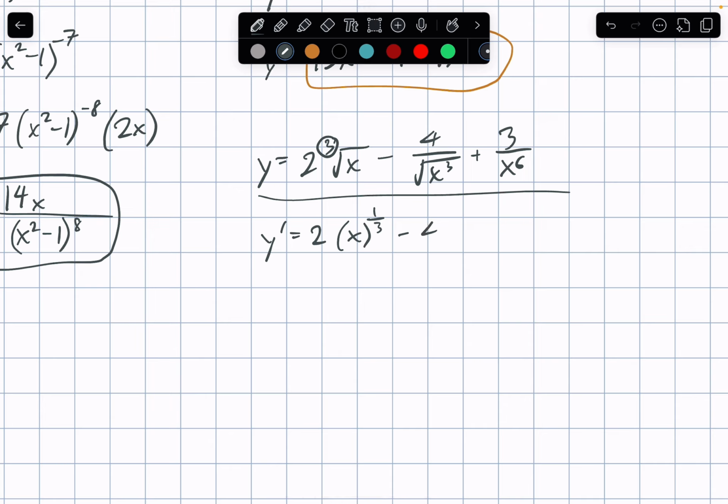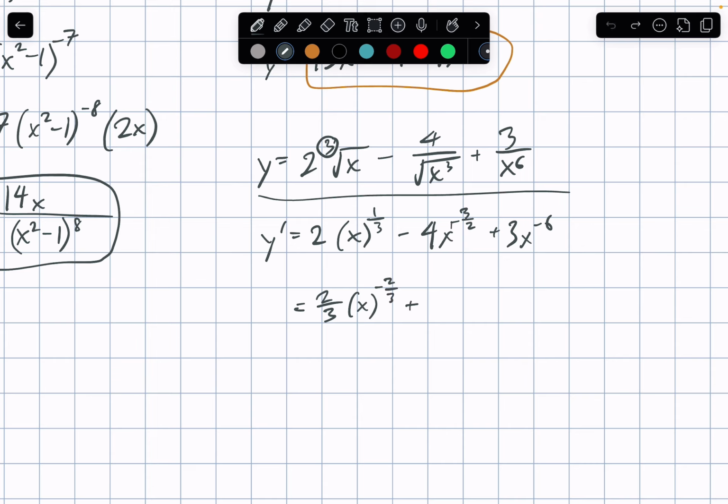Okay, 4x raised to -3/2, because here it's just a 2. If it's invisible, then that's automatically 2. It's an implication. Okay, and then let's start applying power rule. 2 times 1/3, that's 2/3. 1/3 minus 1, or in other words, 1/3 minus 3/3, that's -2/3.